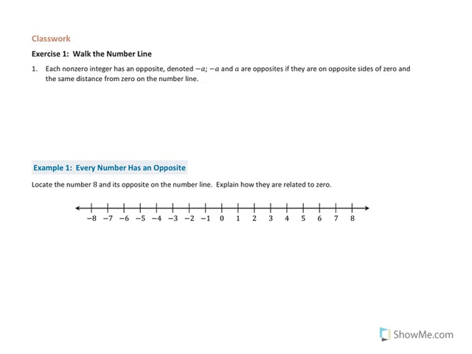Locate the number 8 and its opposite on the number line, and then explain how they're related to 0. That's what I'm going to do for you. So 8 is right here. If we want to find the opposite of 8, the first thing we need to do, because we're looking at opposite sides of 0 and the distance between 8 and 0, is hop on over to 0. I'm going to do that by just hopping back. 1, 2, 3, 4, 5, 6, 7, 8. So from 8 to 0 is 8 spaces, 8 hops, 8 numbers, whatever you want to say.